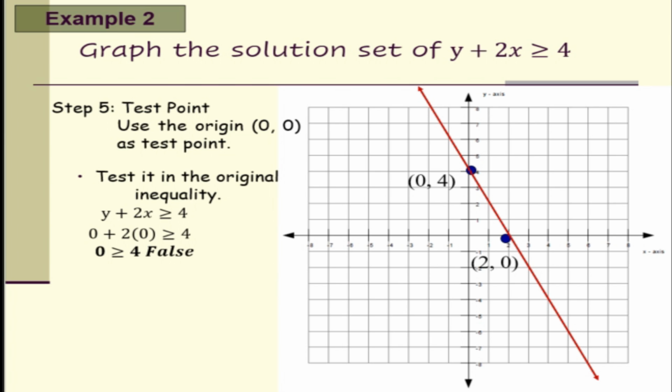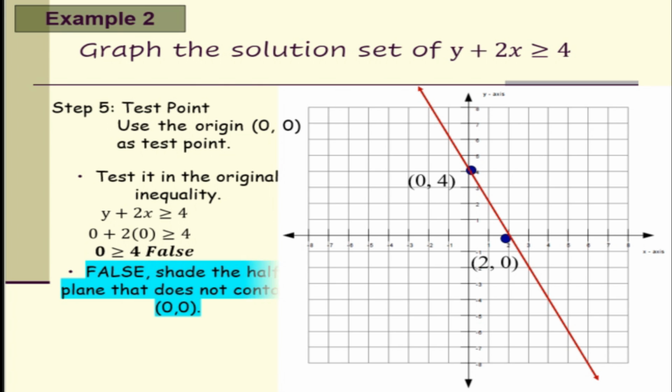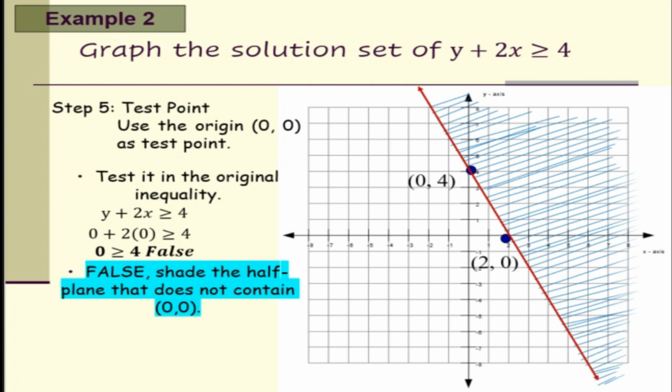And if the resulting statement is false, shade the half plane or the region that does not contain (0, 0). So in here, since the resulting statement is false, we will shade the half plane or the region that does not contain (0, 0). So here is the graph of the solution set of y + 2x ≥ 4.